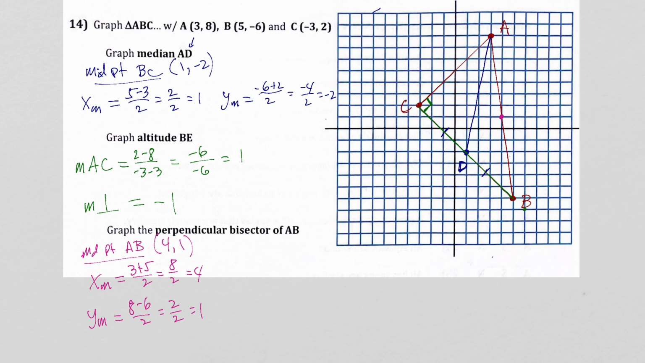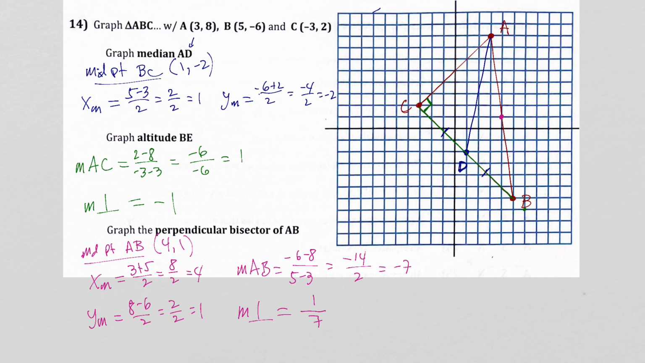Now the perpendicular bisector is going to go through that point perpendicular to this. So now I need to know the slope of AB. The slope of AB is the difference of the y's, y2 minus y1, negative 6 minus 8, over the difference of the x's, x2 minus x1, so 5 minus 3. This gives negative 14 over 2, which is negative 7. So we know that the slope of the perpendicular is the opposite reciprocal. So this is going to be a positive 1 over 7.